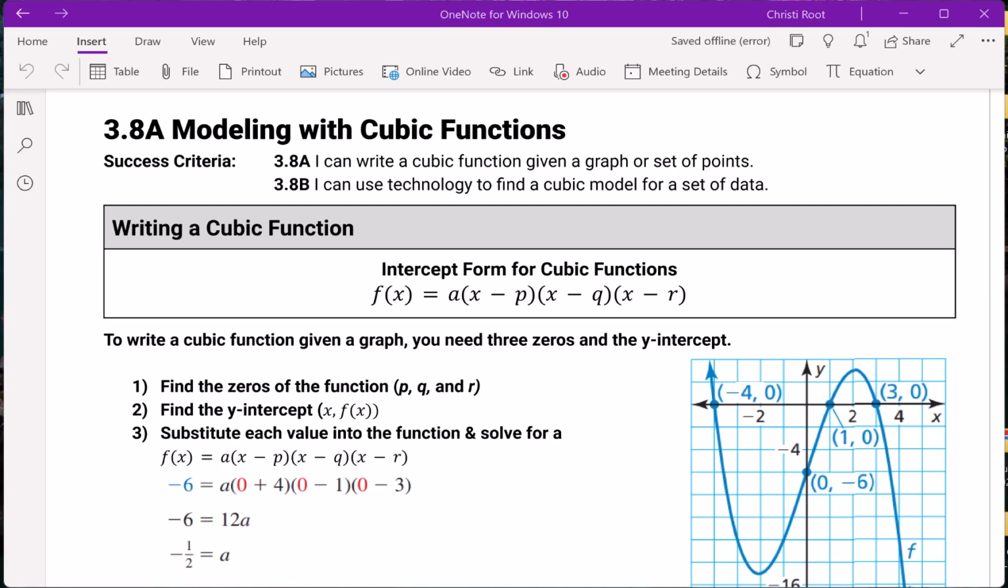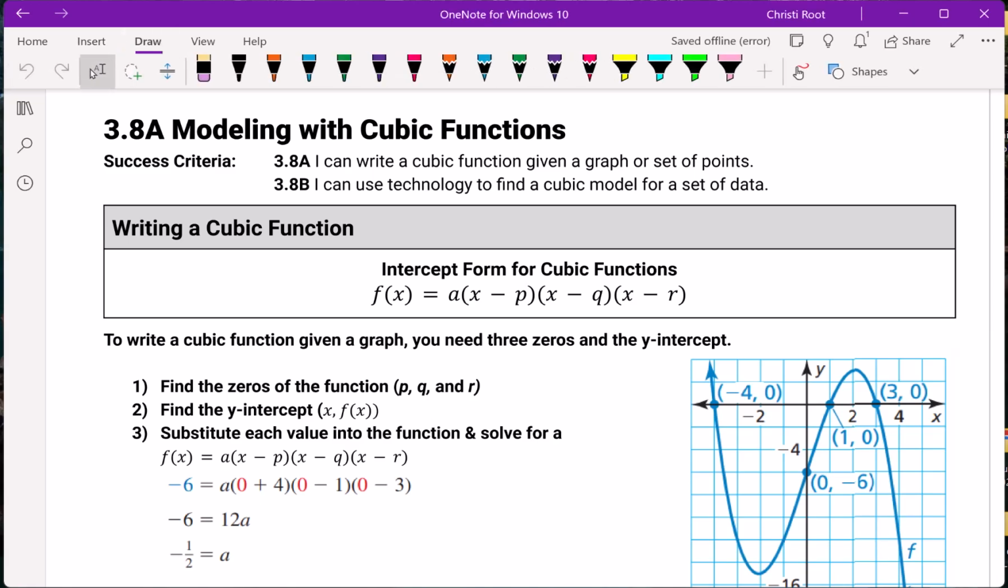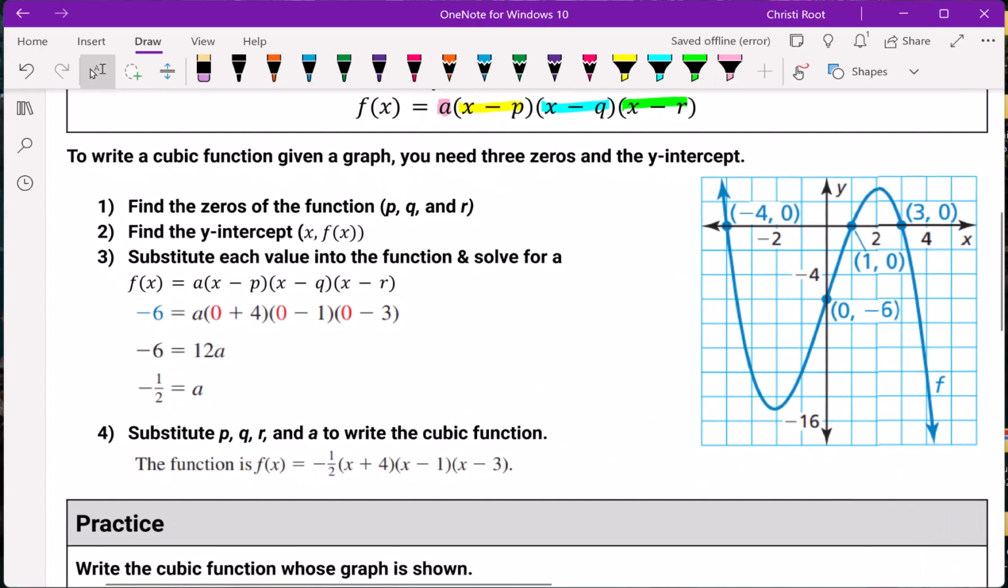Okay, so in today's video, we will be discussing modeling with cubic functions, specifically without technology. To do this, you have to be familiar with intercept form for cubic equations. You can tell that it is already in factored form, and you're going to have three factors in here, but the biggest part of it is finding what A is. Once you find A, everything else is super easy to do. So let me walk you through this example right here.